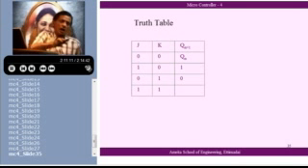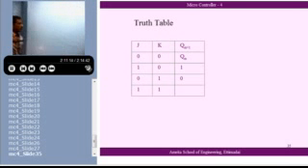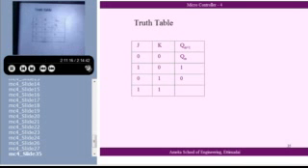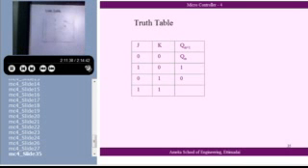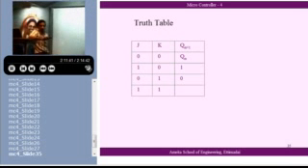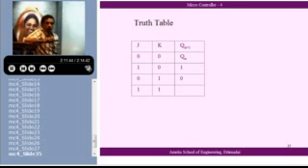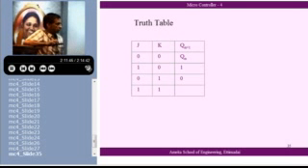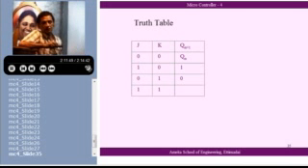If J is 0, K is 0, it will retain the old state. The flip-flop will retain the old state. If J is 1, K is 0, the flip-flop will go to the set state, just like the RS flip-flop. If J is 0 and K is 1, it will go into the reset state, just like the RS flip-flop. Okay? These three are clear. Here, old values retained. Here, the set or reset state is decided by the combination of J and K.